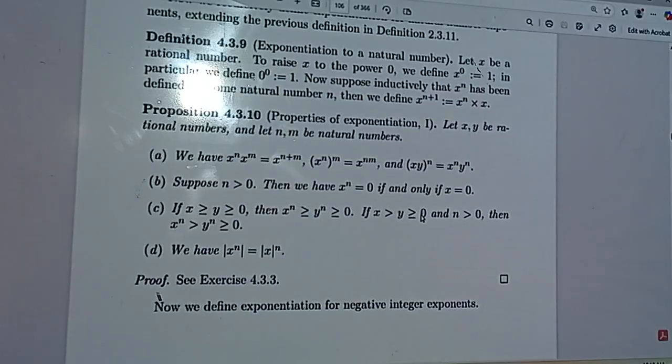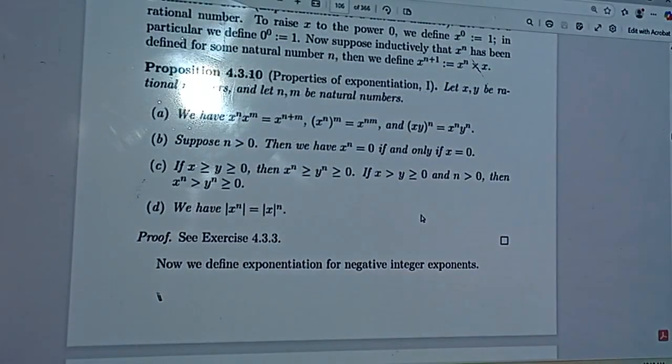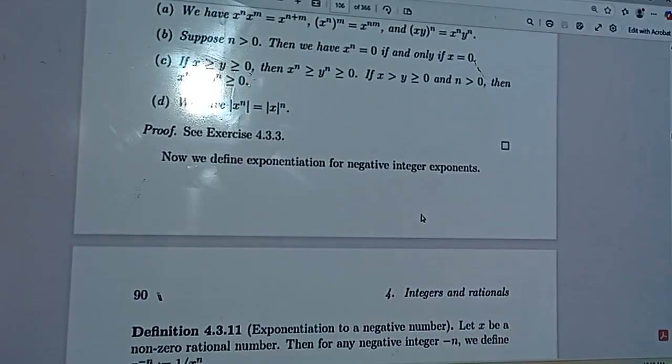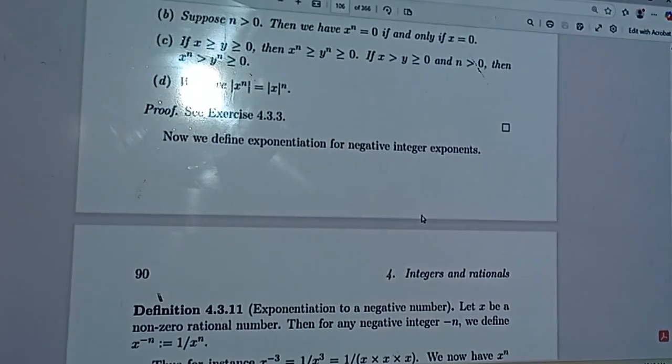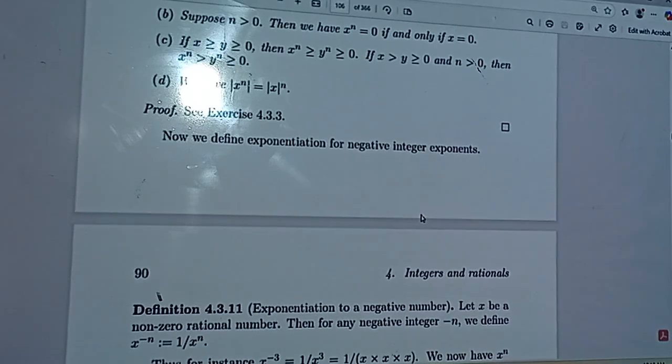Now he is saying we now define the exponentiation of negative integer exponents. Exponentiation to a negative number, let x be a non-zero rational number. Then for natural numbers, he defined x to the n even if x is 0. But for the negative exponents, he is taking a non-zero rational number. Then for any negative integer, negative n, we define x to the minus n is 1 over x to the n.